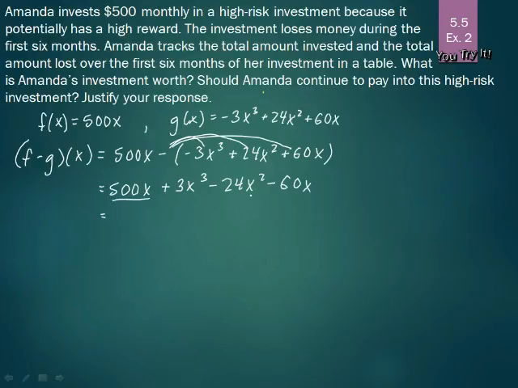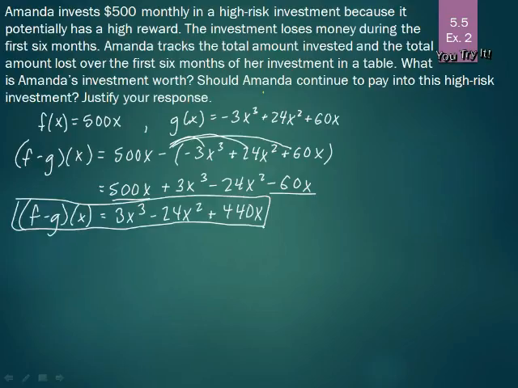So 500x minus 60x gives us 440x. So let's go ahead and put this in order. So we'll have 3x cubed first, minus 24x squared plus 440x. And so from the looks of things, this is a positive cubic, and so this should actually go up by a very great rate. Being a positive cubic, we know that those go up at a fast rate, and so it looks like this will be worth it.